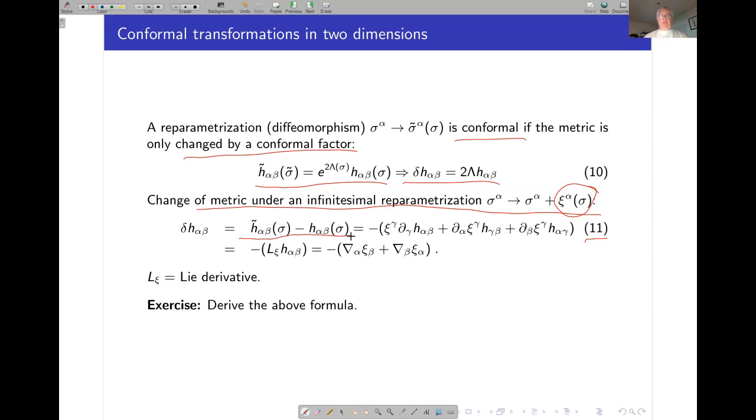And if you work the transformation for the metric out explicitly, then you will get this formula here. And this is all expressed in terms of partial derivatives. And that's a useful formula. However, one would often like to see that this expression is actually a covariant expression, because after all, the worldsheet metric is a tensor, so its variation should also be a tensor. And this can be done by realizing that this expression can be written also in terms of covariant derivatives. So if you're familiar with covariant derivatives, you can check this.